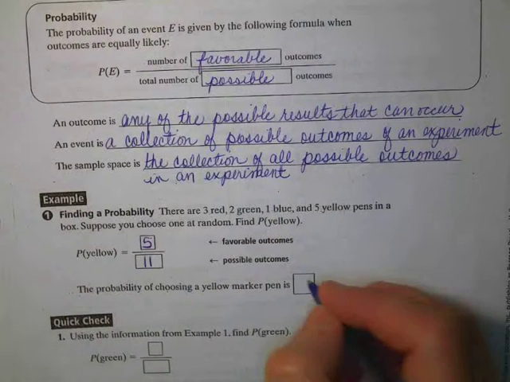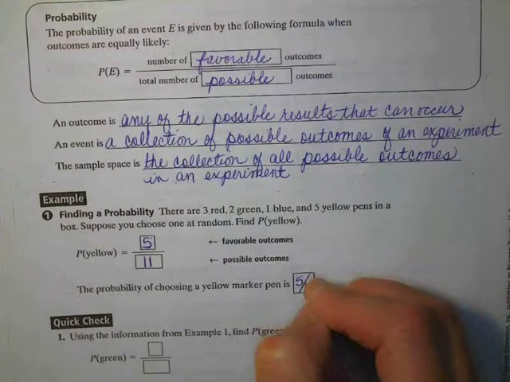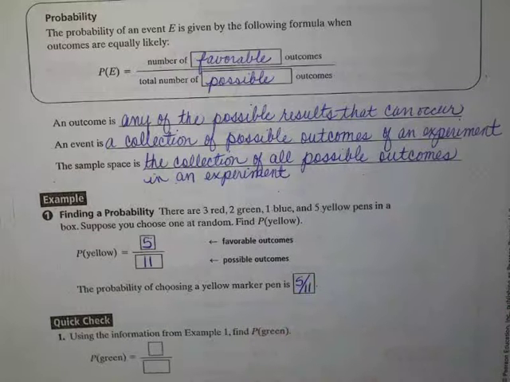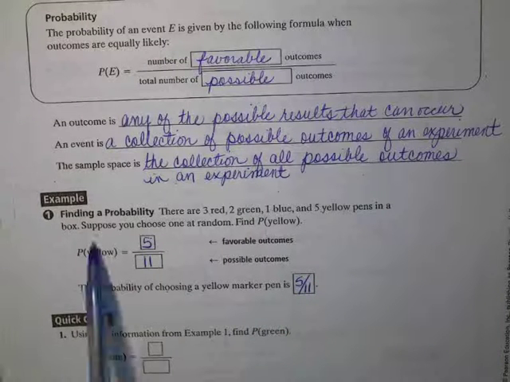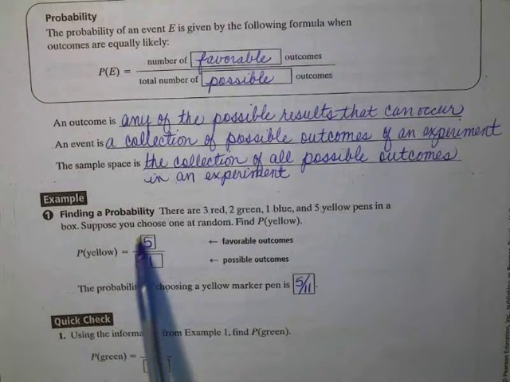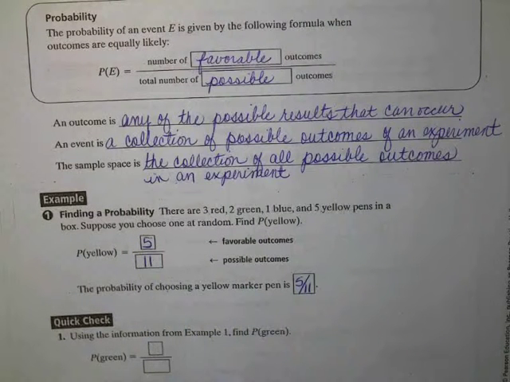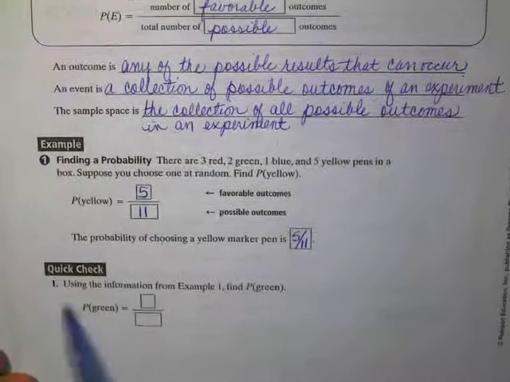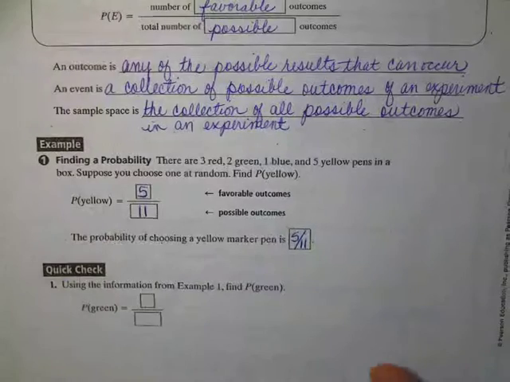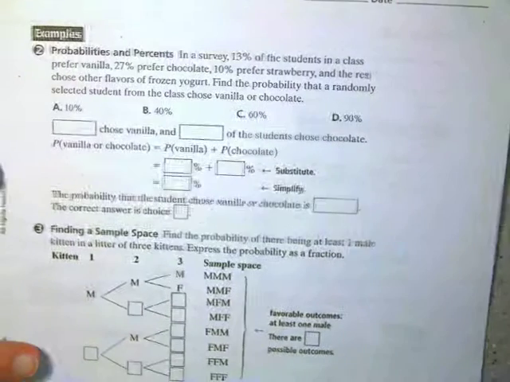So the probability of choosing a yellow marker pen is 5 out of 11. Okay, so the event is choosing a yellow, 5 favorable outcomes, 5 things that are yellow, 11 things altogether, or 11 outcomes altogether in the sample space. Okay, quick check on that one. Now or at your convenience. I'm going to continue on to the next example.